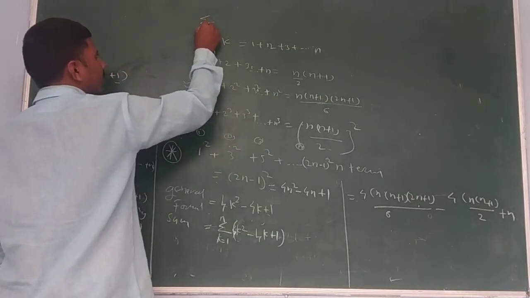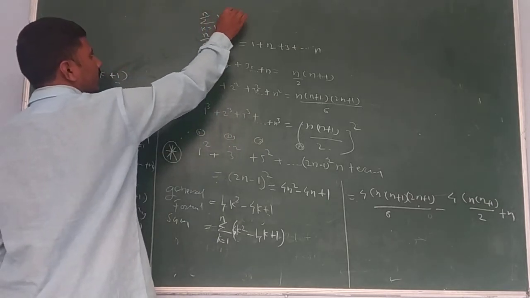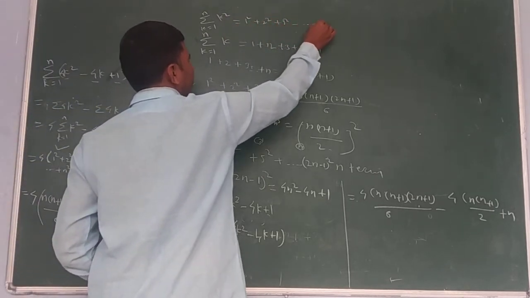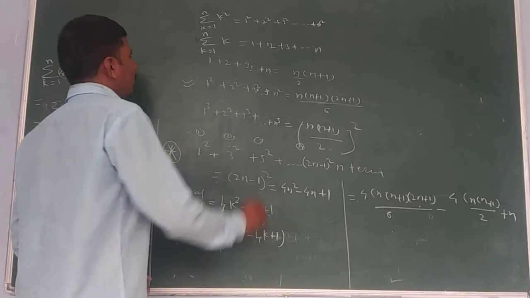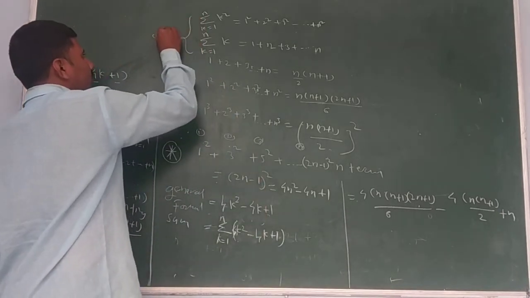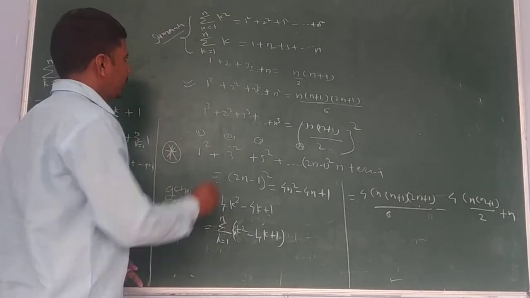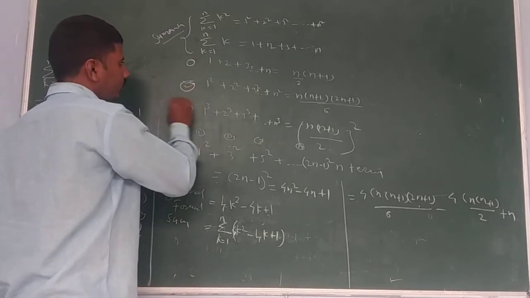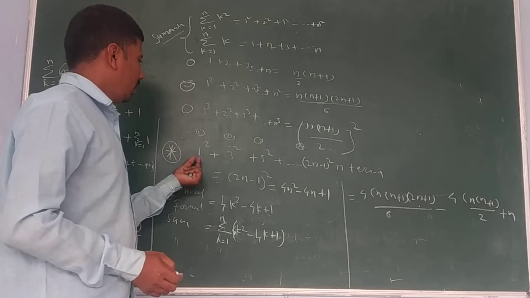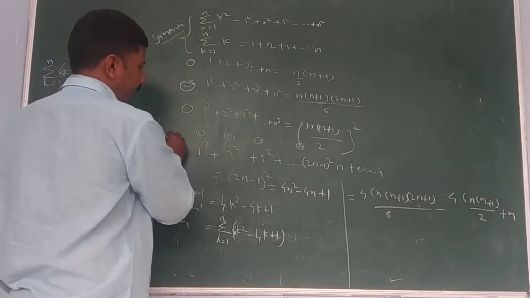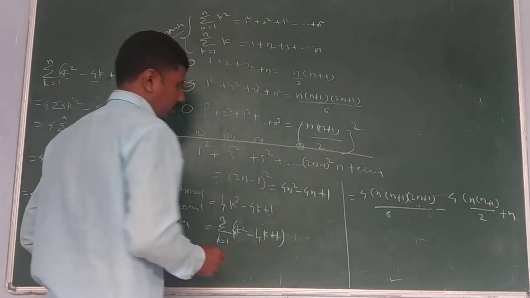Summation of k starting from 1 to n, k square will be 1 square, 2 square, 3 square till the n square. So this is the summation example, and there are 3 formulas. First of all, we apply the concept of summation on this example.